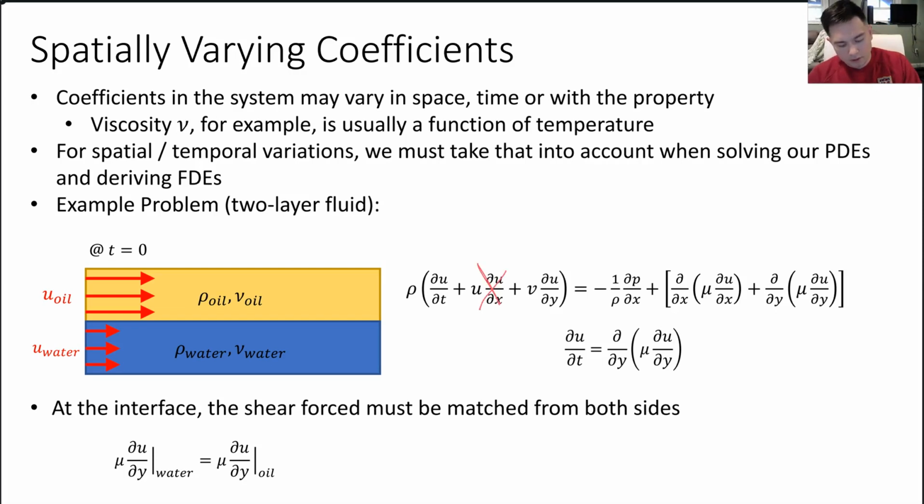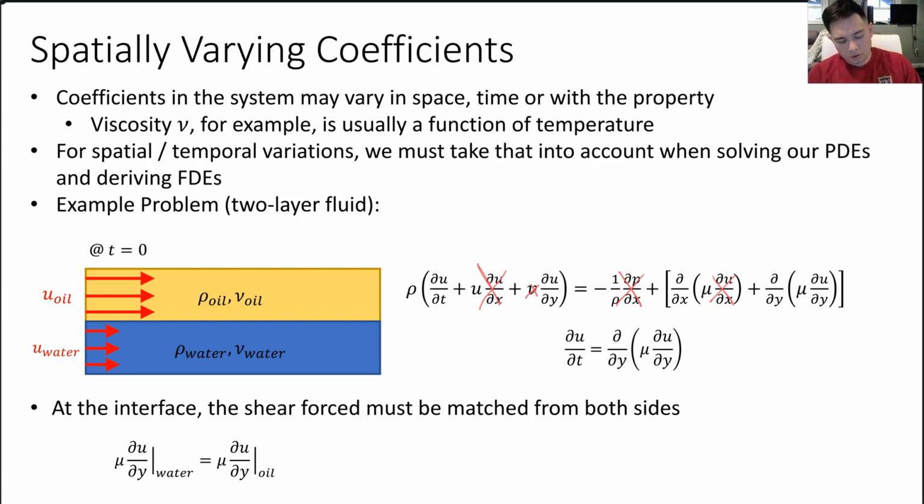Because we have no variation in x, we can get rid of this term, and because we have no vertical velocity, we can get rid of that. We're also going to go ahead and assume that we can get rid of this term because of no variation in x, and that our pressure variations in our x direction, at least for now, can be considered negligible.